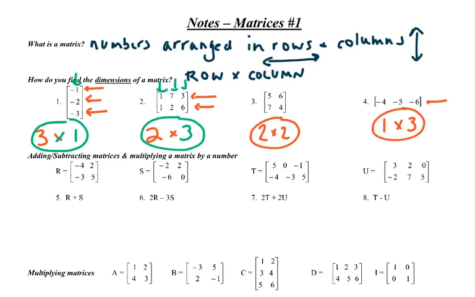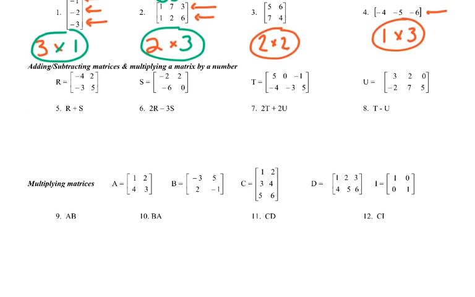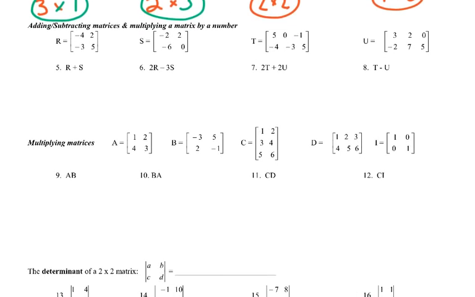Then if we're going to add matrices, this is going to be pretty intuitive, right? So if I want to add matrix R plus matrix S, I'm just going to look at the corresponding numbers. And by the way, I can only add matrices if they're the same dimensions. So a 2 by 2 matrix can be added to another 2 by 2 matrix, and my answer will be a 2 by 2 matrix.